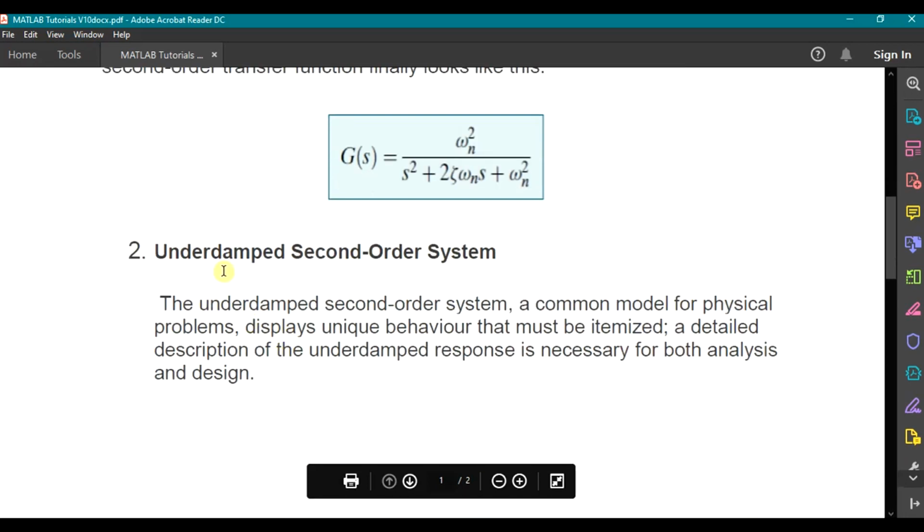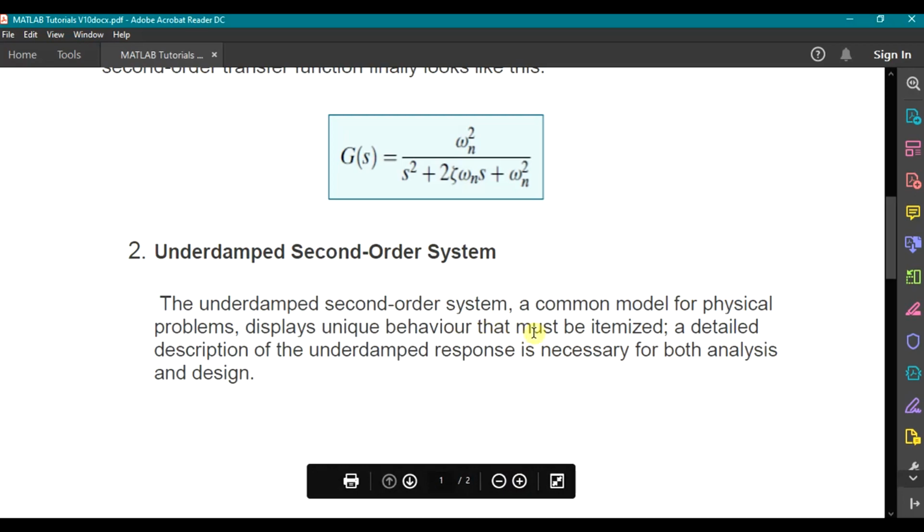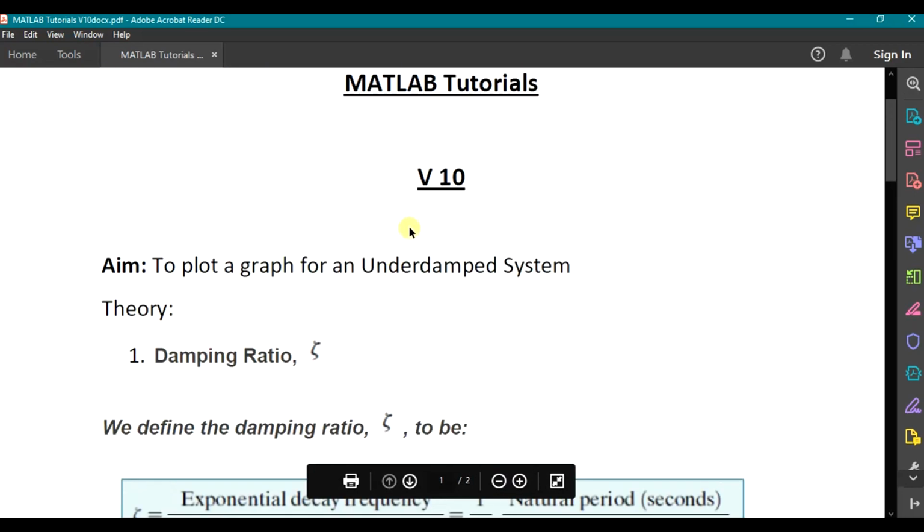And second, what is an underdamped second order system? This is important. The underdamped second order system is a common model for physical problems. It displays unique behavior that must be itemized, a detailed description for an underdamped response. It is necessary for both analysis and design. So this is the theory for the underdamped system. So let's begin with the coding.